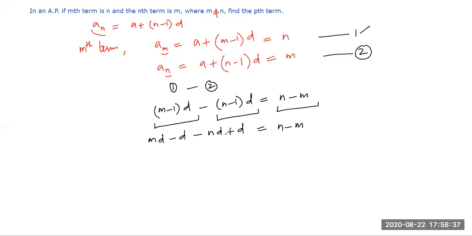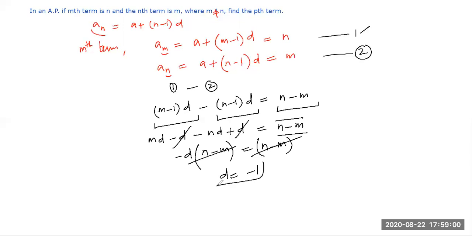You see, students, d is cancelling. So you can take minus d common here. If you take minus d common, you get exactly the same thing on the right hand side: n minus m is equal to n minus m. Now these two cancel. So you get d is equal to minus 1. A lot of questions like this, students. So d is minus 1 here.